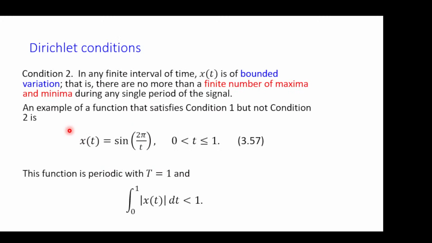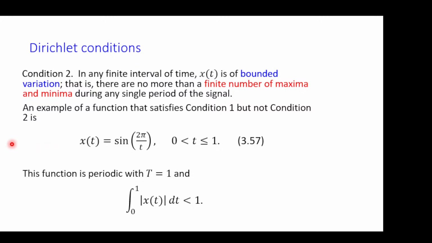Okay, if not, then let's see condition 2. Condition 2 says that in any finite interval of time, your x of t should have bounded variation. That means the number of minima and maxima should be finite during every period.